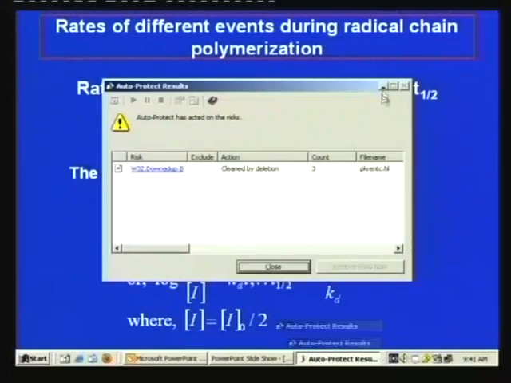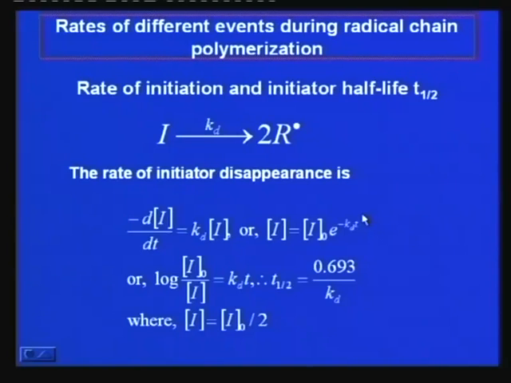I discussed that the initiator needs breaking into free radicals, and those free radicals initiate the monomer and continue propagation. After propagation, the next step is termination of the propagating free radical, which is known as the growing chain radical.